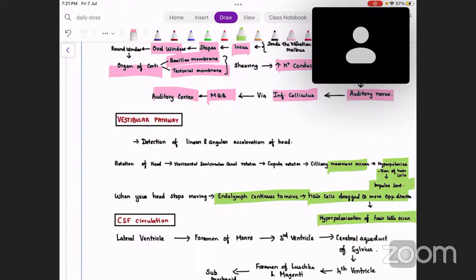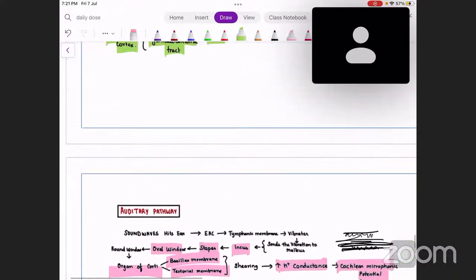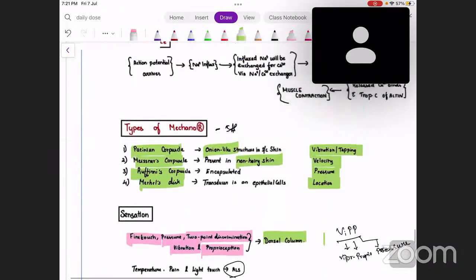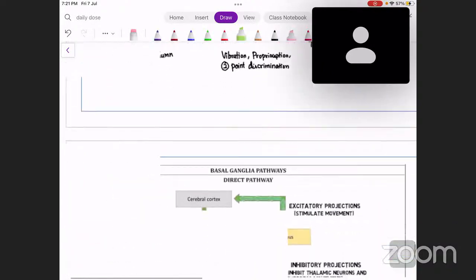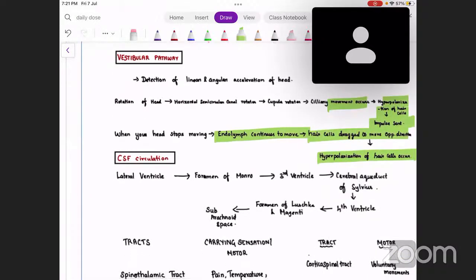So all the special senses have been covered. Vestibular has been covered. Auditory has been covered. Visual pathway has been covered. Motor pathway has been covered. Sensations have been covered. Okay, now speaking about CSF circulation, how does the CSF pass?